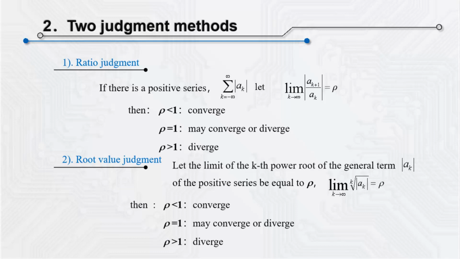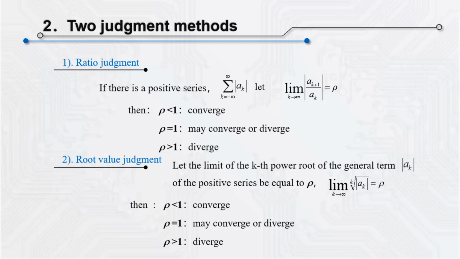Then, for the problem of determining the convergence domain of a sequence, there are usually two ways. One is the ratio judgment method. The other is the root value judgment method. Let's first look at the first method, ratio judgment.